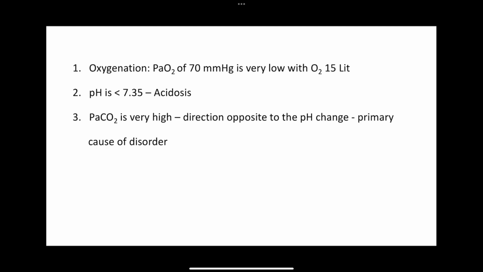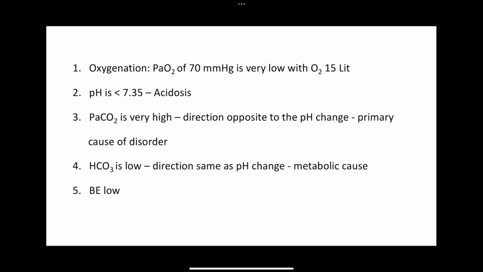We now need to look at the PaCO2 to see whether it is contributing. PaCO2 is high, in the direction opposite to the pH change, so it is the primary cause of the disorder. Bicarbonate is low, suggesting that the metabolic system is also contributing to the acidosis. Base excess is low, so the interpretation is mixed respiratory and metabolic acidosis.